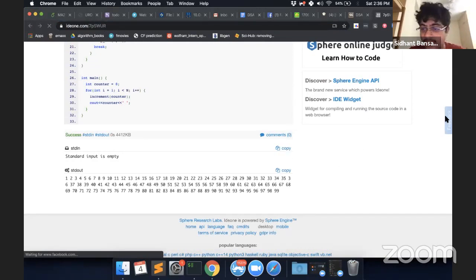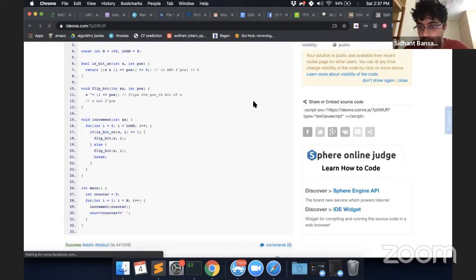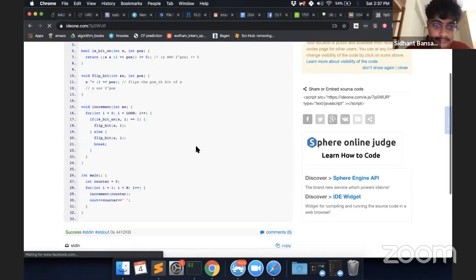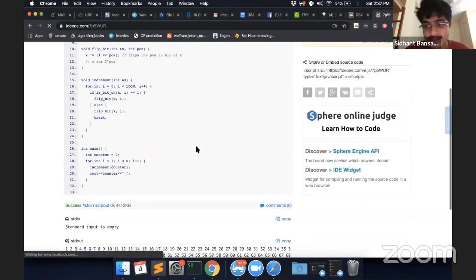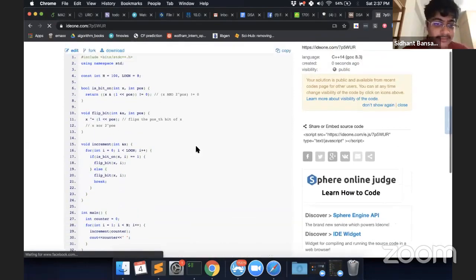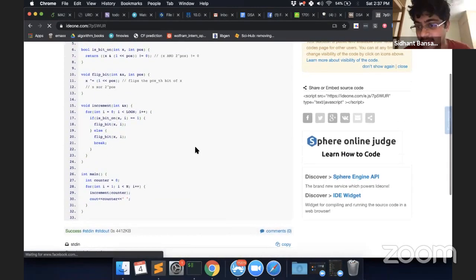Okay, so I've shared the IDE one code. I think it's a reasonably hard exercise. Don't be demotivated if you don't get it correctly.